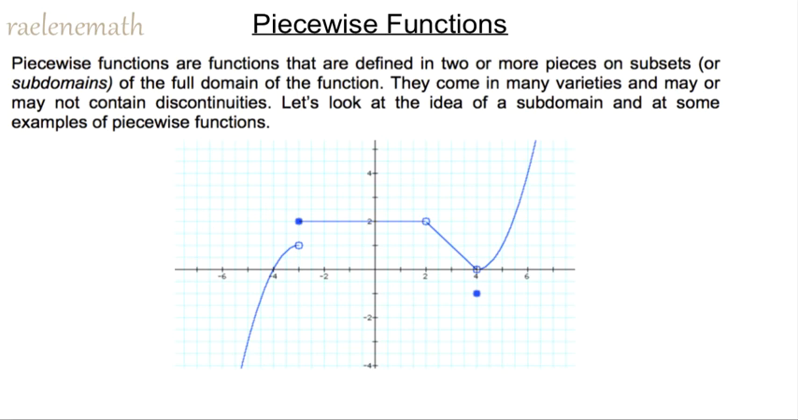Let's talk about piecewise functions. Piecewise functions are functions that are defined on subdomains of the full domain of the function, and they're defined in pieces. We can have two or more pieces for it to be a piecewise function. Each piece or branch here is defined on a subset of the real line, the x-axis.